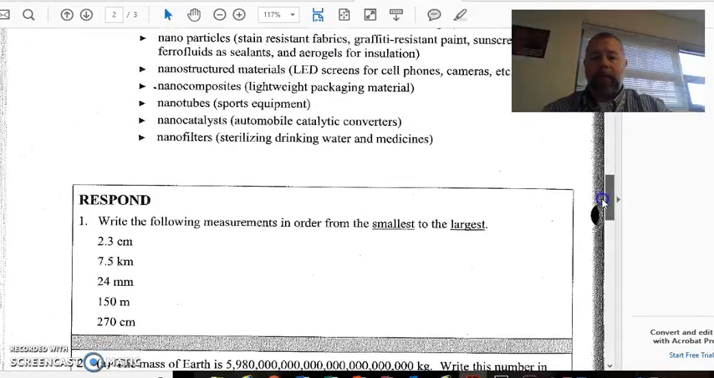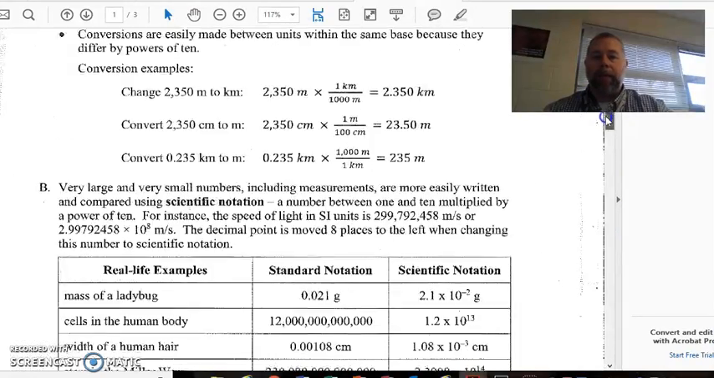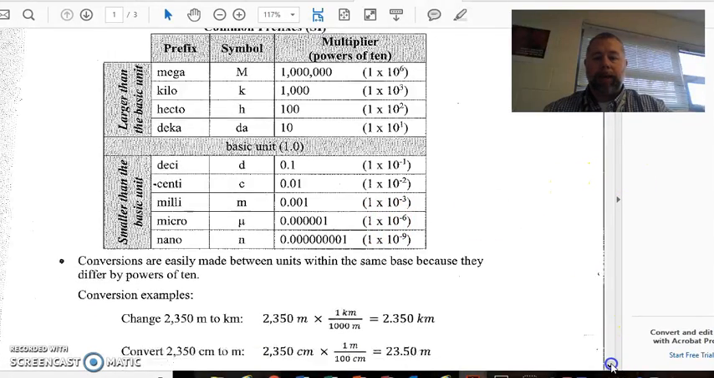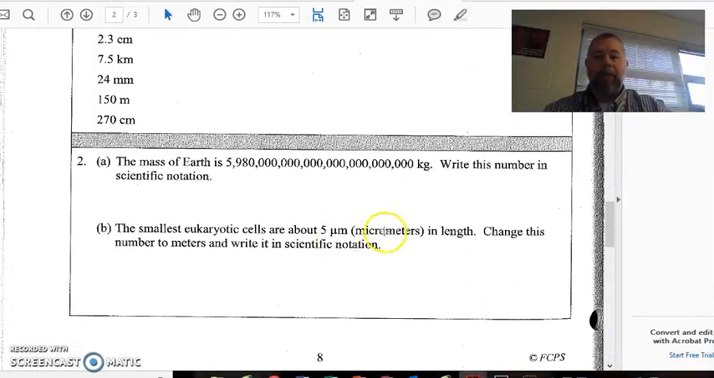Some other things to take a look at. Now, some of you might get confused. You're looking at this, the smallest cells are 5 micrometers in length. We haven't done a whole lot with micrometers, but you could find micrometers right up here. And look, it even gives you the scientific notation for that. So 5 times 10 to the negative 6. Why is it a 5 and not a 1? Because how many micrometers are we talking about? We're talking about 5 micrometers in length. Okay?